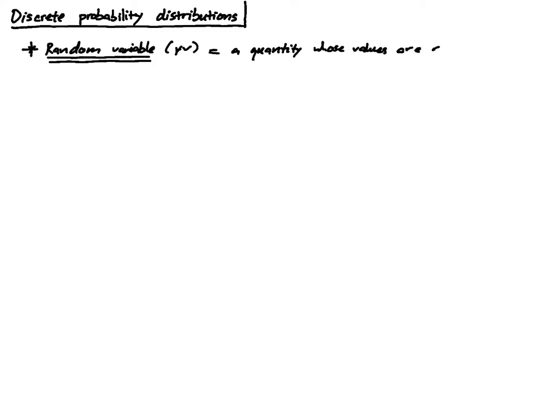So first off, we have the notion of a random variable, or RV going forward. So a random variable is a quantity whose values are random and to which a probability distribution is assigned.